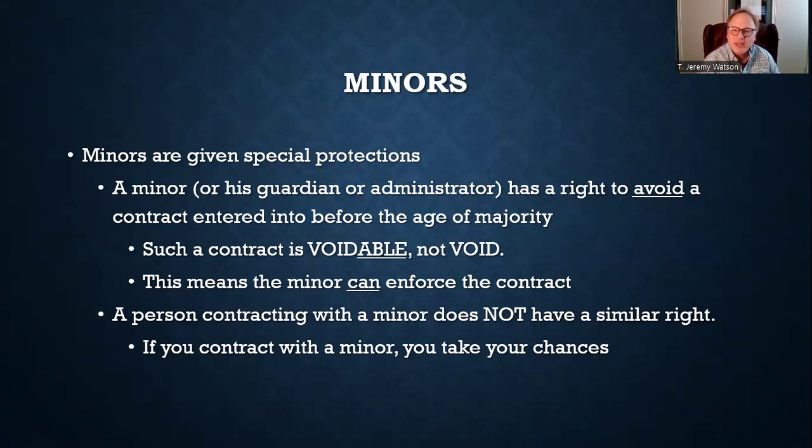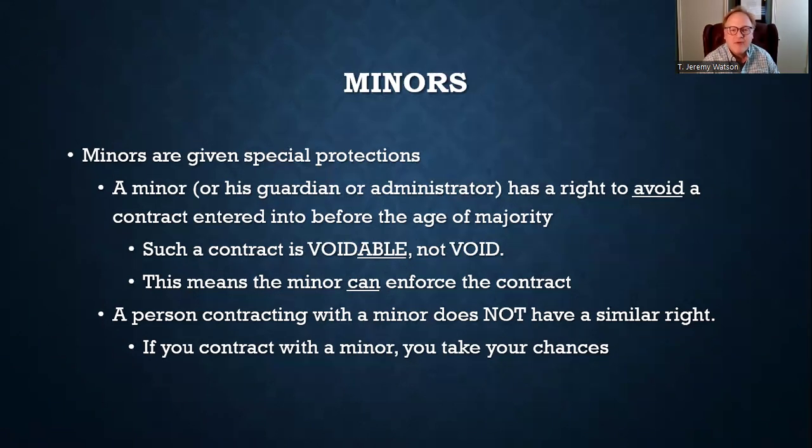And so in the law, minors are given special protections, and they are deemed to be not competent to enter into a contract. What does that mean? It means that if someone enters into a contract with a minor, then the minor, or more likely his guardian or administrator, has a right to avoid a contract, which they entered into before the age of majority. So what would that look like?